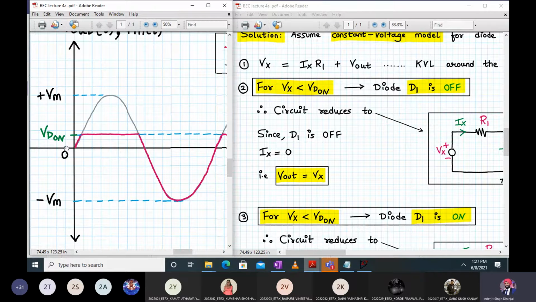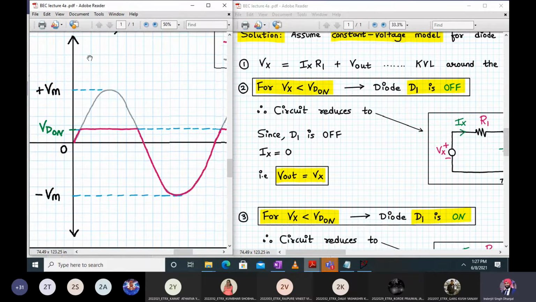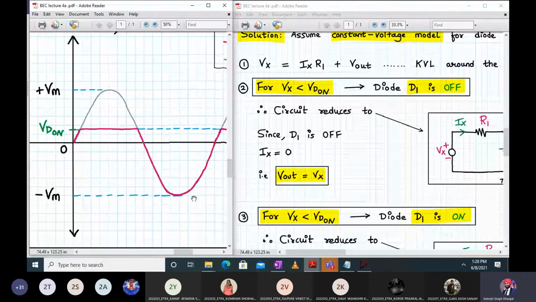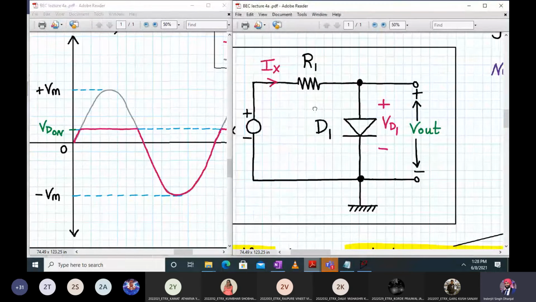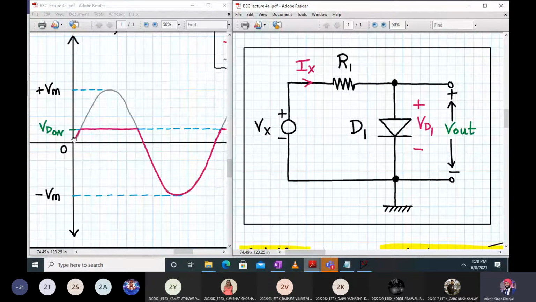Vx is my input, Vin actually. Let's say the peak value is plus 5 volts here and minus 5 volts here, plus or minus Vm, so the total peak to peak value is 10 volts. Now we have to determine when the diode turns on in the circuit. Vx is increasing from 0, it has gone to 0.5, then let's say to 1 volt. So when will the diode turn on?